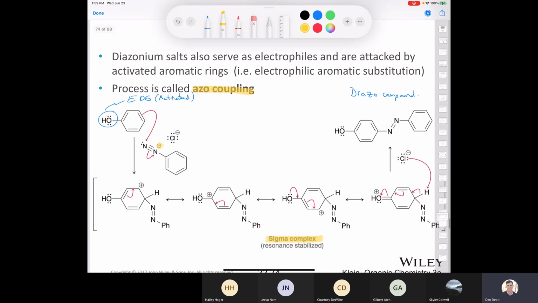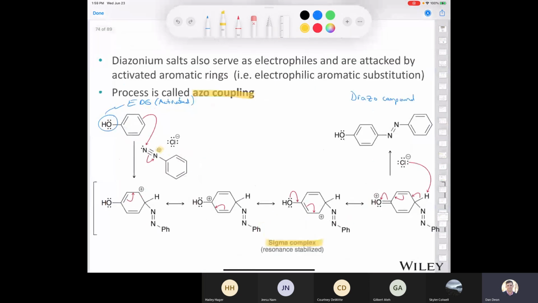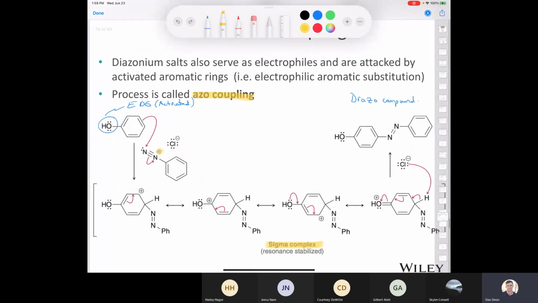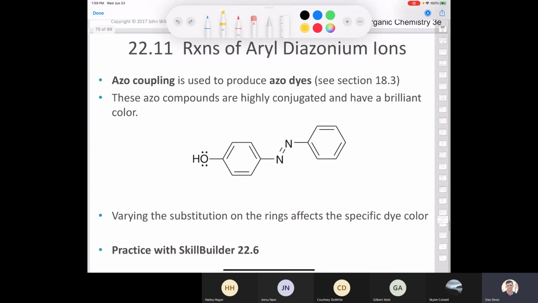So if you're wondering, what's azo coupling again? Let me tell you. Azo coupling is when you take an aryl diazonium salt and you combine it with another aromatic compound that has an electron donating group on it, something that's going to act as a good nucleophile. So that's what azo coupling is. And if you're wondering, what's the point of azo coupling? What's so great about that? Well, azo coupling is actually used to make what are called azo dyes.